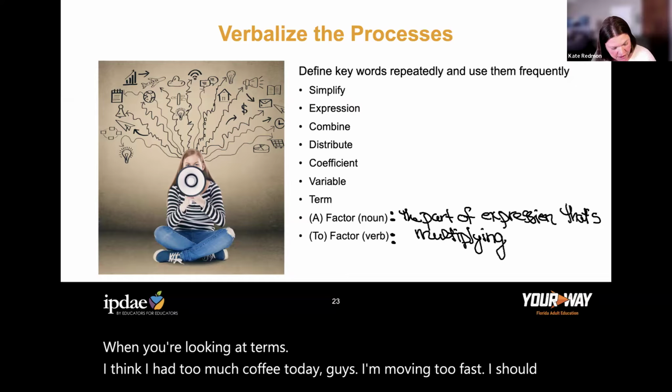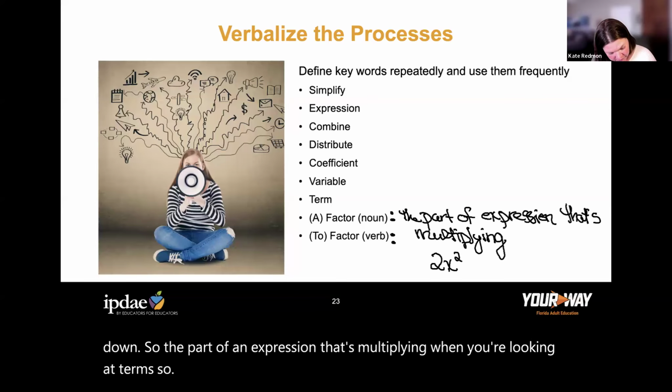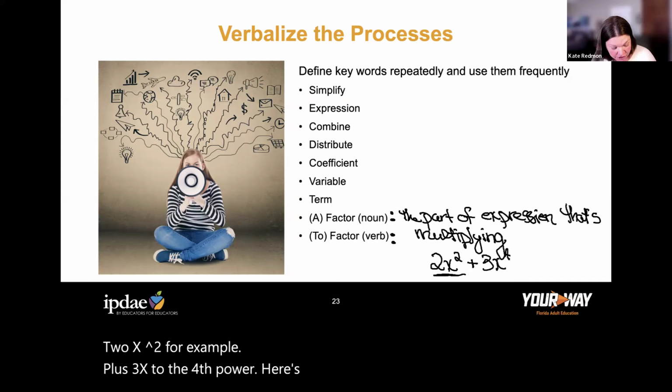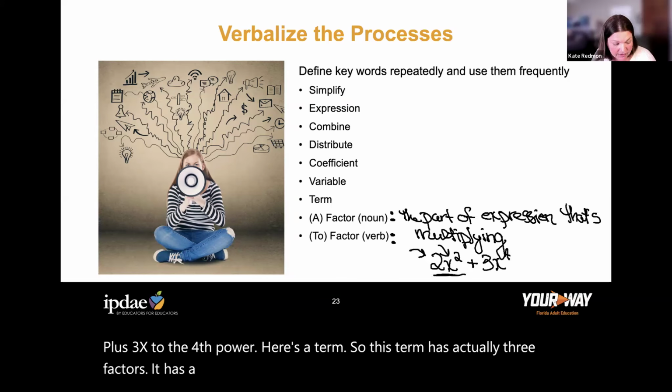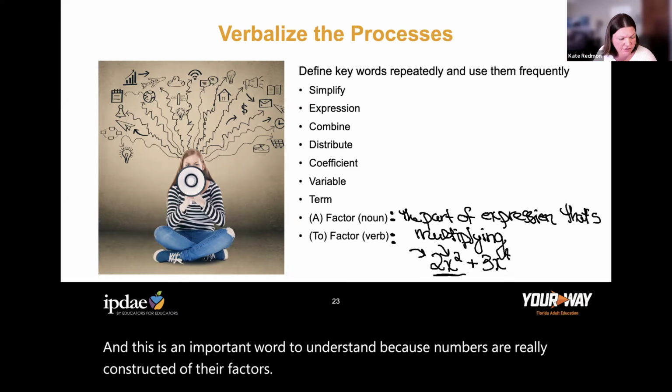So, the part of an expression that's multiplying, when you're looking at terms. 2x squared, for example, plus 3x to the fourth power. Here's a term. This term actually has three factors. It has a 2, and then it has two factors of x multiplying. And this is an important word to understand, because numbers are really constructed of their factors. They're built out of factors.